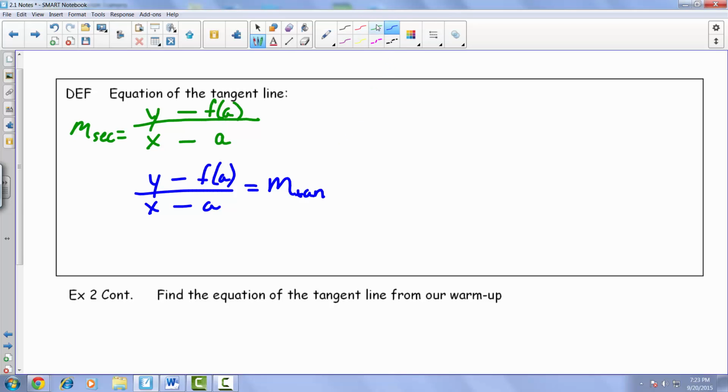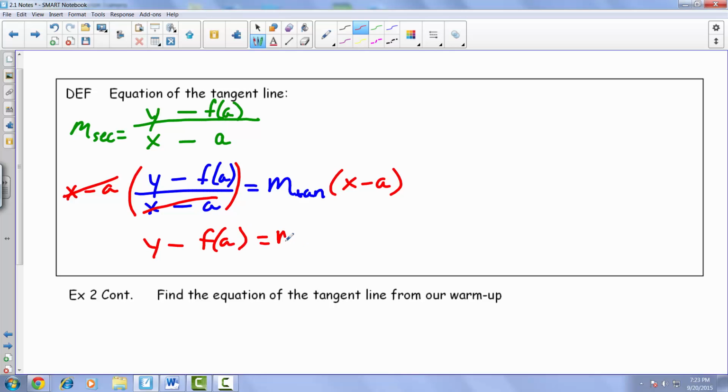Now, if we want to construct the equation of a line, it's actually not that hard. In fact, we've already seen this before back in algebra. If we were to multiply both sides by this bottom x minus a to clear that fraction, well, on the left, the x minus a cancels out, leaving us with just y minus f of a is equal to the slope of our tangent line times x minus our target x value, a.